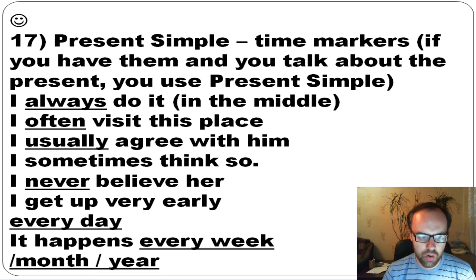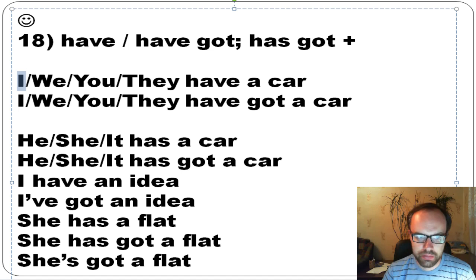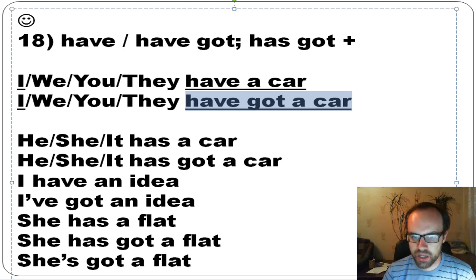Well, what about have and have got? Has and has got. Look, you can say I have a car, or I have got a car. So if you say I have a car, it's okay. And if you say I have got a car, it's okay too. So we have a car, or we have got a car. You have a car, or you have got a car. They have a car, or they have got a car.